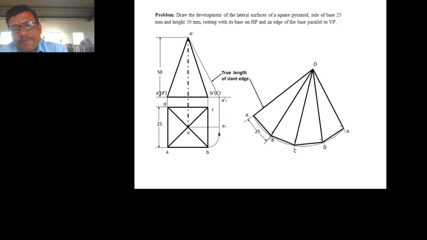Draw the angle. Then from this we have to take OA as the radius and draw an arc. Then from A, mark AB equal to 25 mm. So that is the base edge. Then BC 25 mm, CD 25 and DA is also 25. So join AB, OA, OB, OC, OD and OA. So that will be the true shape of the development surface.